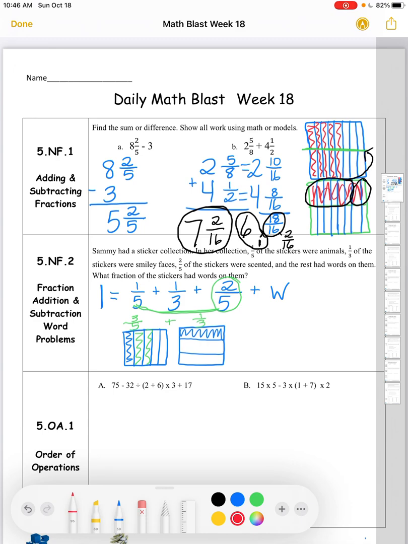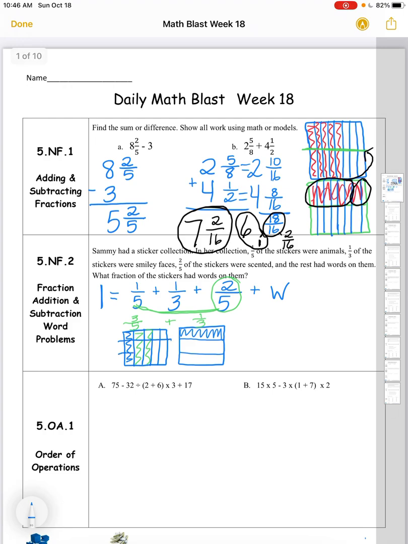Now I want to make those like units, so I'm going to transpose the lines. The 2 horizontal lines that were in my second model I'm going to put into the first model, and the vertical lines that were in my first model I'm going to put into my second model. And now we can see that we have 15ths, and 3/5 became 9/15, and 1/3 became 5/15. And so when I add those together, I get 14/15.